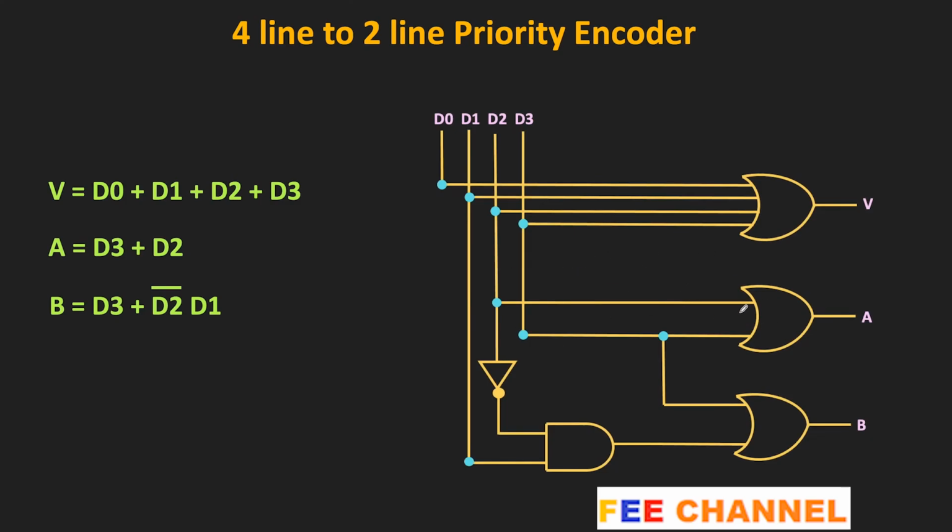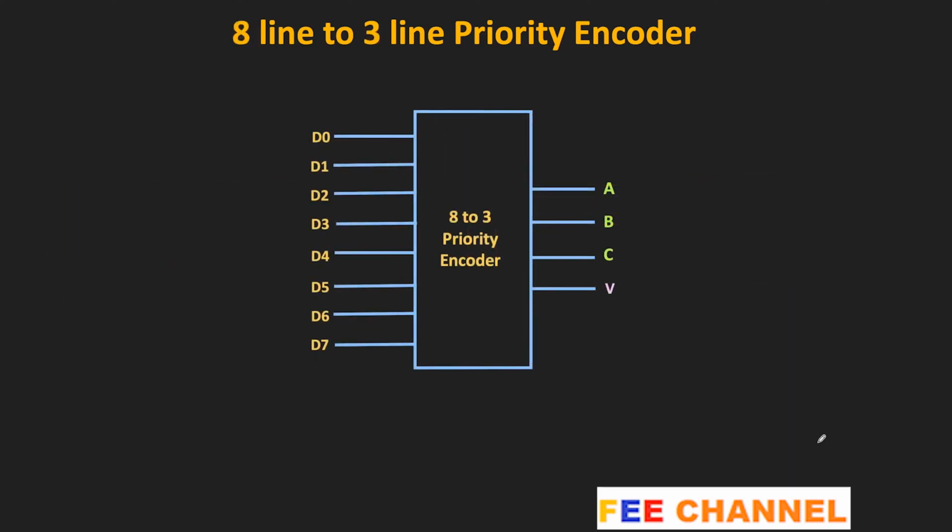Similarly, let's see this 8-line to 3-line priority encoder: working, truth table, and logic circuit. In case of this 8-line to 3-line encoder, the 8 to 3 priority encoder, we have 8 inputs and 3 outputs. And to sense the condition when all the inputs are 0, we have one more output. So its working is very similar to the 4-line to 2-line priority encoder, but in this case, we have 8 inputs. So here is the truth table of this 8-line to 3-line priority encoder.